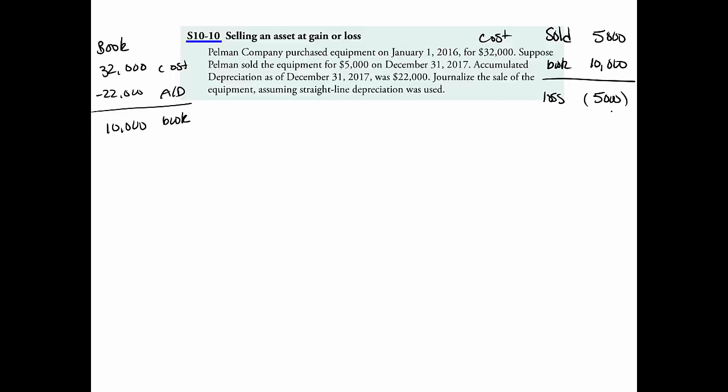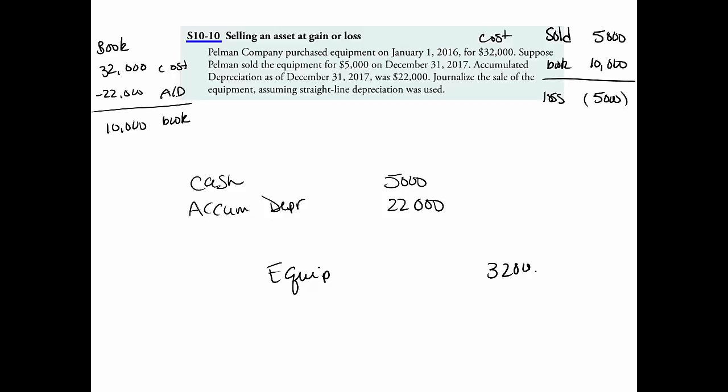So that should be on the debit side. So the journal entry will be cash. I got $5,000 in cash. And I debit accumulated depreciation for $22,000. I'm going to credit the equipment for $32,000. So now accumulated depreciation has a zero balance, equipment has a zero balance, the cash is recorded going in, and I need another $5,000 over here on the debit side to make my debits equal my credits, and that will be for loss on disposal.